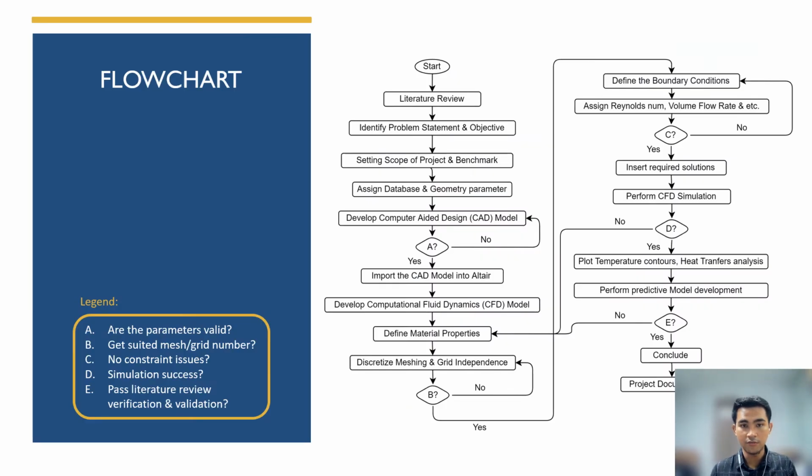So this is the flowchart. It explains in more detail about my project flow. In order to get accurate and quality results, some parameters need to be reviewed and confirmed before proceeding to the next step. If a step doesn't meet the requirements, it needs to be amended and rectified until the requirements are met. So this is the flowchart.